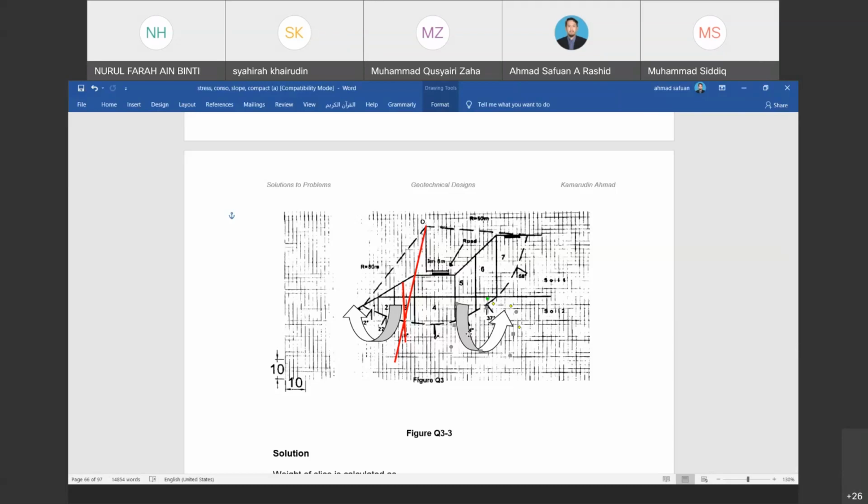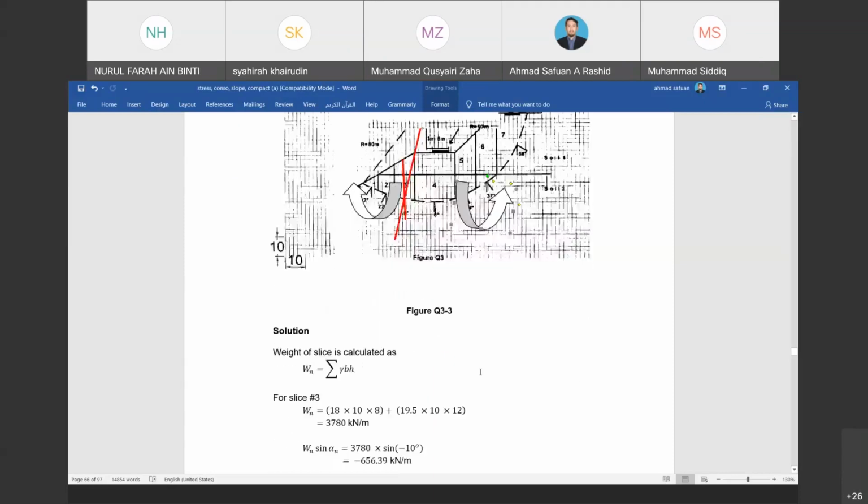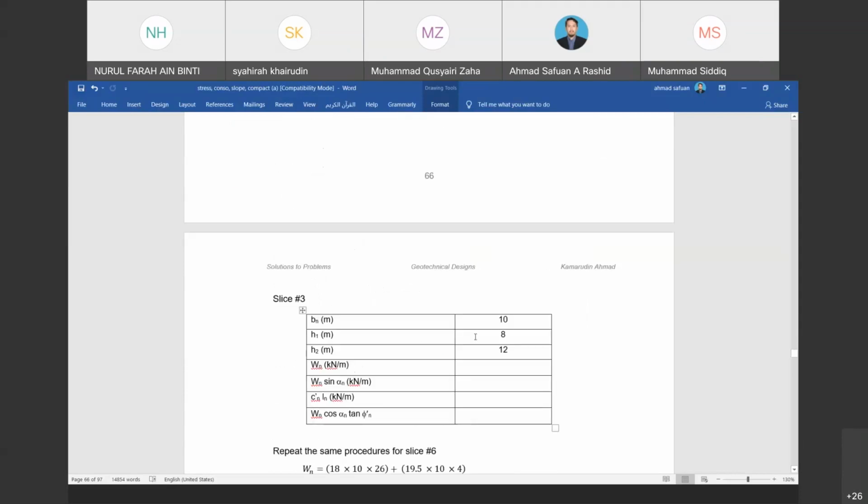Once we have determined the alpha, we can solve the problems by using the provided equations of Linus. No questions? If you have questions, please ask. I think I have tried to make you understand. So we look at the example. The width of the slice is calculated, where the weight is gamma B H. Look at the example given here.